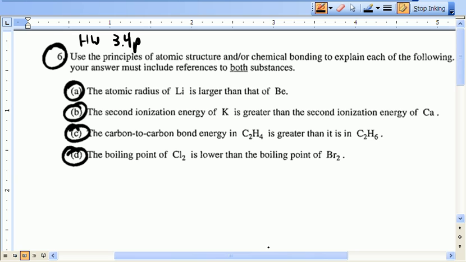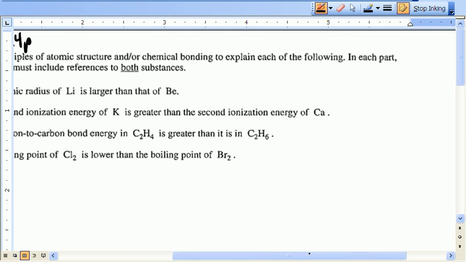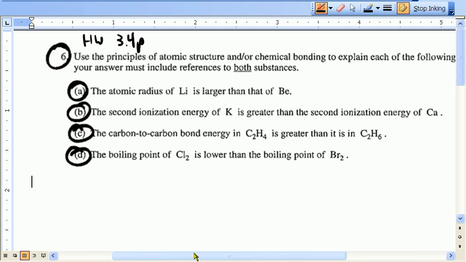It says use the principles of atomic structure and or chemical bonding to explain the following. Whenever they say explain it, use what I have taught you in the class to explain it. Don't look at their language too much. I'm teaching you the correct way to solve these problems. So 4a, it says the atomic radius of Li is larger than Be.